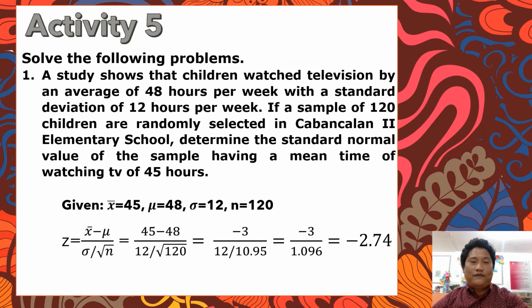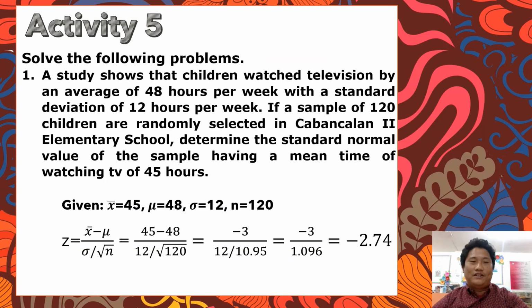With the use of our formula, 45 minus 48 for our numerator gives us negative 3. For our denominator, 12 divided by the square root of 120. The square root of 120 is 10.95, and 12 divided by 10.95 is 1.096. So negative 3 divided by 1.096, using our calculator, is negative 2.74. Meaning our 45 hours corresponds to z equal to negative 2.74.